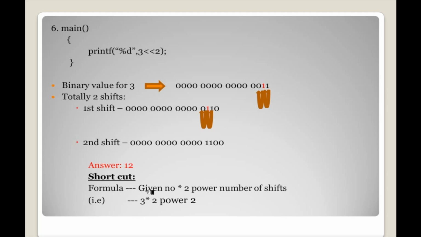We can also follow the shortcut, that is, given number into 2 power number of shifts. Number of shifts is nothing but 2. So 3 into 2 power 2, that is 3 into 4, will be 12.